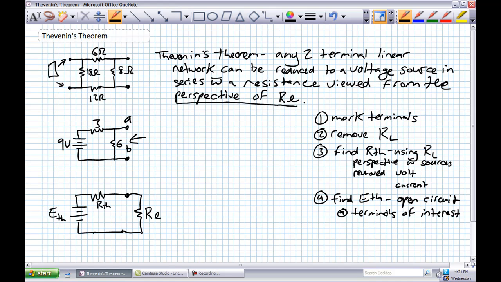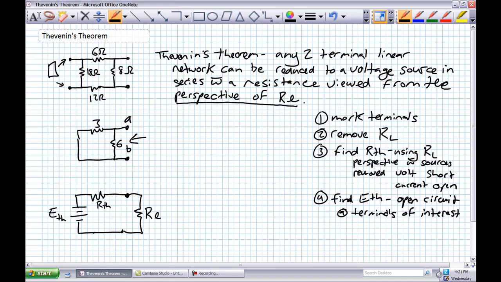Well, there's a problem. There's a source in the way. We have to remove all our sources when we do this. So what's our rule for removing sources? Voltage sources, we short them. Current sources, we open them. So our 9-volt source, short it.